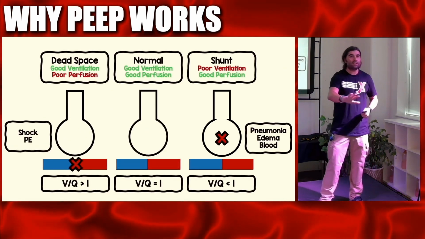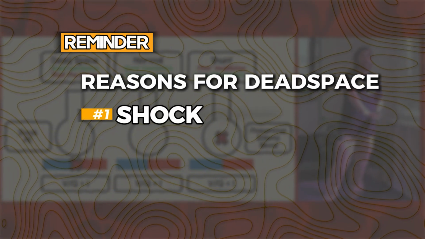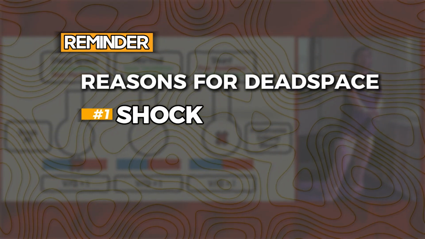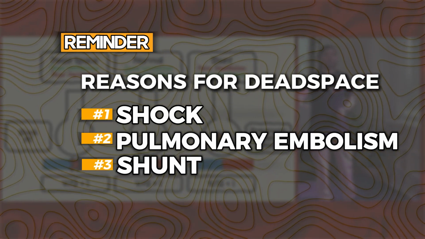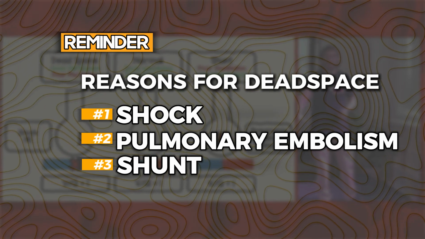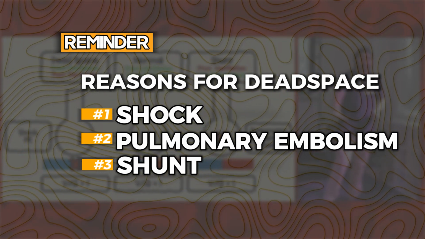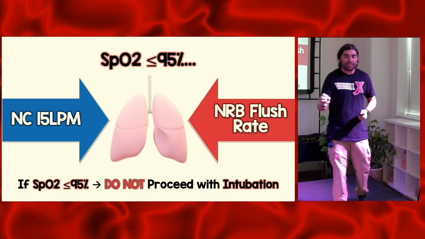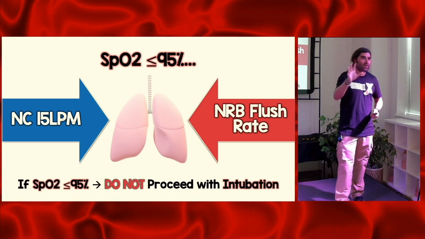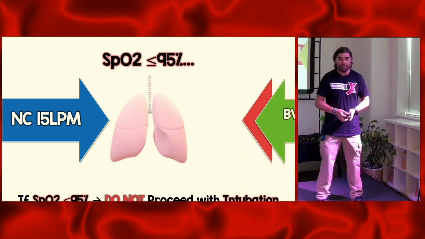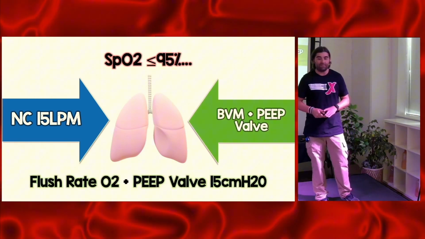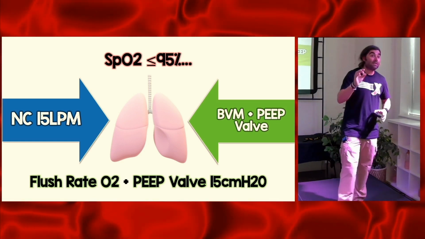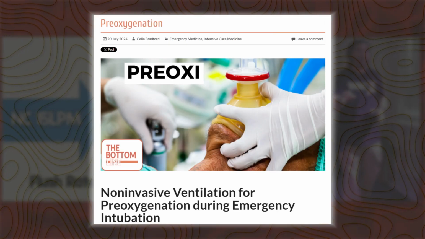And so just as a reminder, your dead space is going to be things like a patient in shock for whatever reason that may be, or maybe like a PE. And then your shunt is going to be things that are filling the alveoli, not letting gas exchange occur. Pneumonia, edema, blood, you name it. And so for these patients, I take off the non-rebreather, I keep them on the nasal cannula, and they get a bag valve mask with a PEEP valve, and that PEEP valve is turned to 15. Now, recently, the pre-oxy trial just got published.